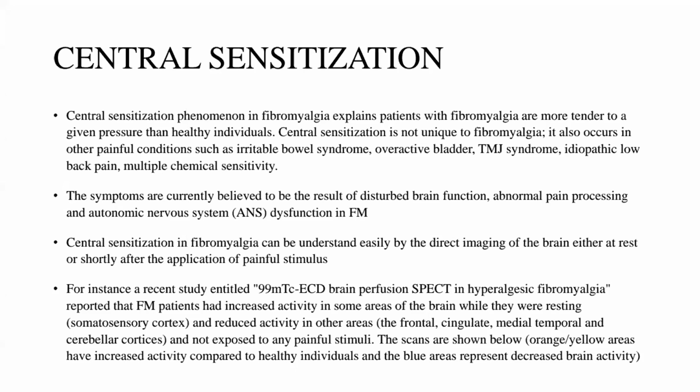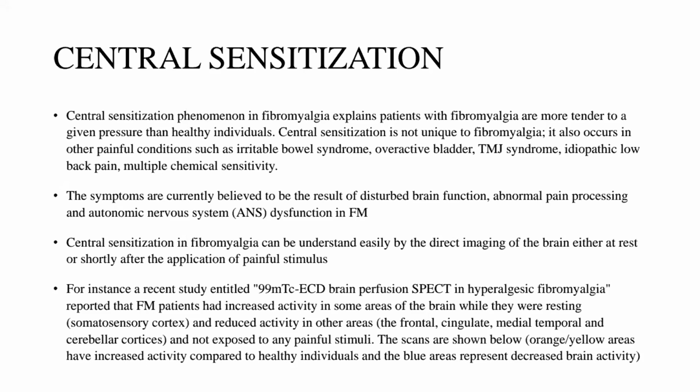The symptoms are currently believed to be the result of disturbed brain function, with abnormal pain processing and autonomic nervous system dysfunction in fibromyalgia. So in fibromyalgia, the patient will have stress conditions, and autonomic dysfunction will also be there, which will be triggered by central sensitization. Central sensitization in fibromyalgia can be understood easily by direct imaging of the brain, at rest and shortly after the application of a painful stimulus. So both at rest and once the pain stimulus is given, brain imaging has been taken.